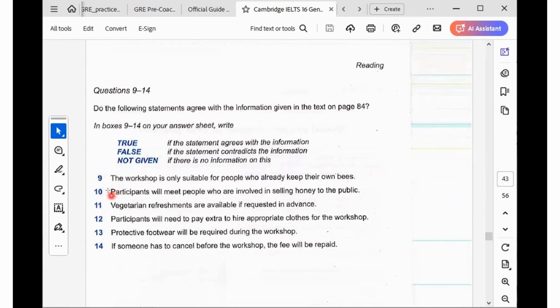Okay? Number 10: participants will meet people who are involved in selling honey to the public. Participants meet people involved in selling honey. Okay? So let's look at the passage.